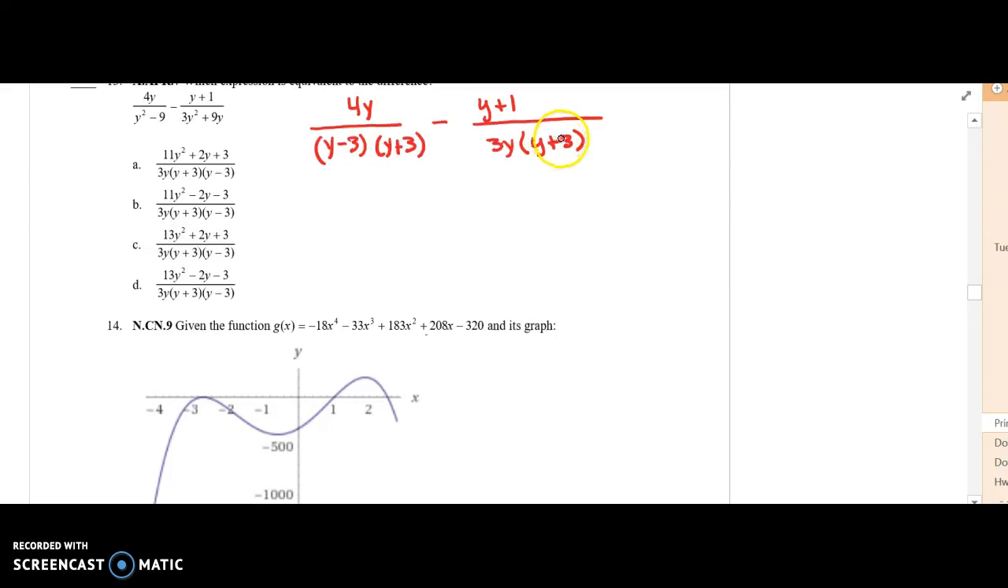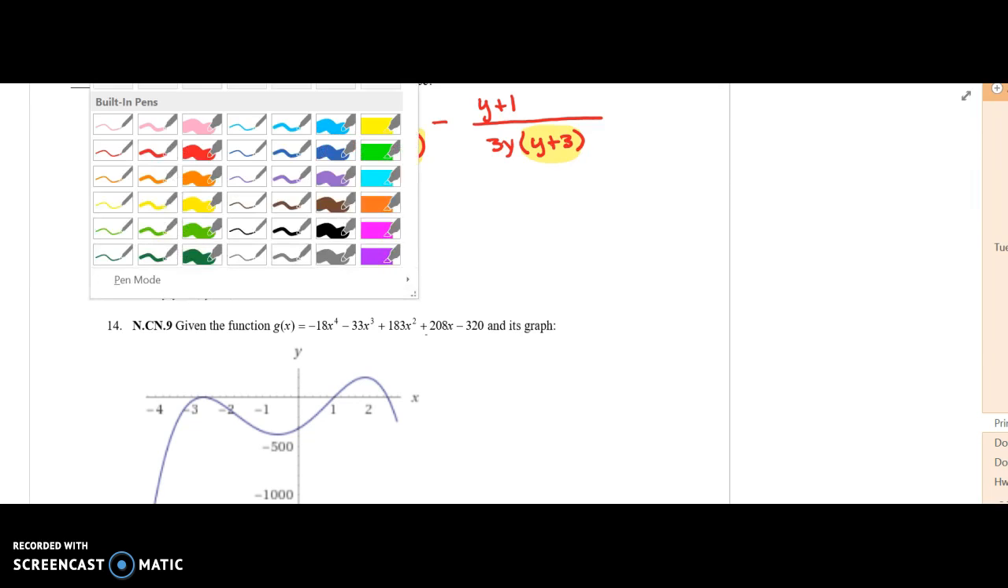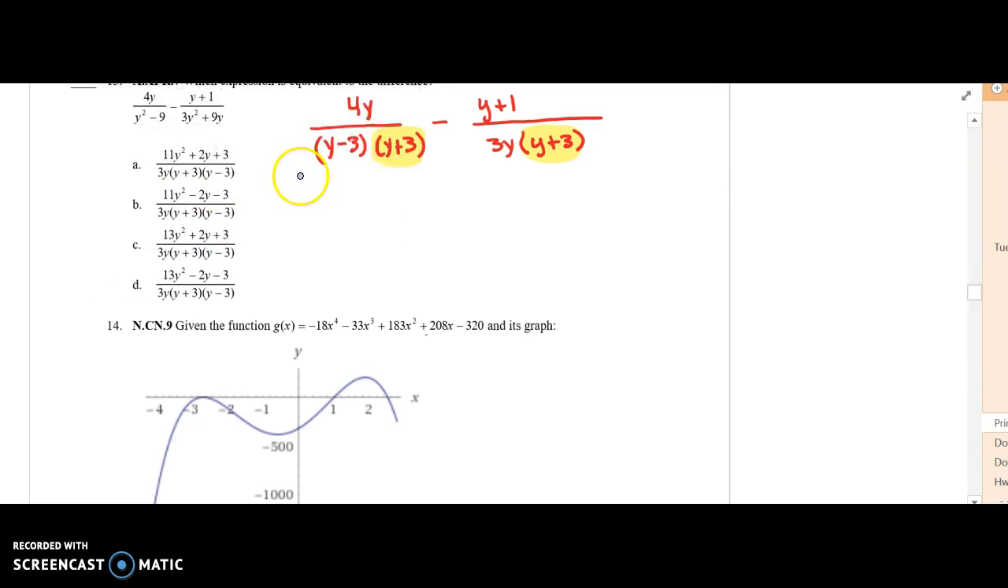I've started by factoring, and I can see that each denominator has a common factor of y plus 3. That means that the fraction on the right needs a y minus 3 numerator and denominator, and the fraction on the left needs the 3y. Now we have the same denominator in both places.